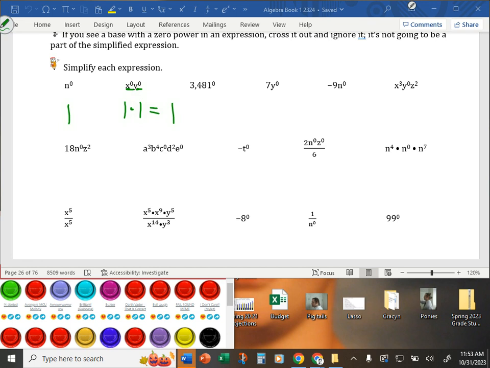3,481 to the 0 power. Is that 3,481 a coefficient or a base? A base. The 0 power is attached to it, right? So what does 3,481 to the 0 power equal? 1. 7y to the 0 power. Here we introduce a coefficient, and this mirrors very similarly the one that you have in the example up above there.